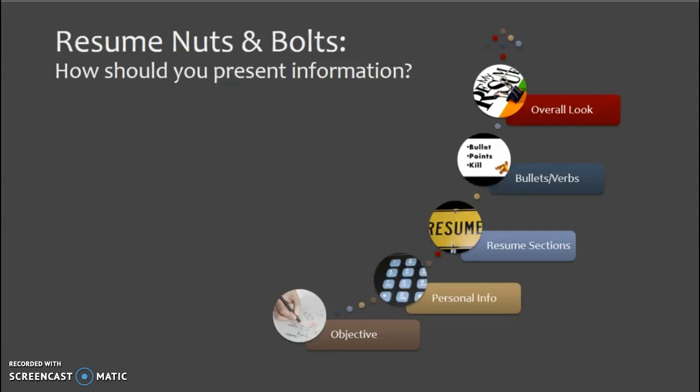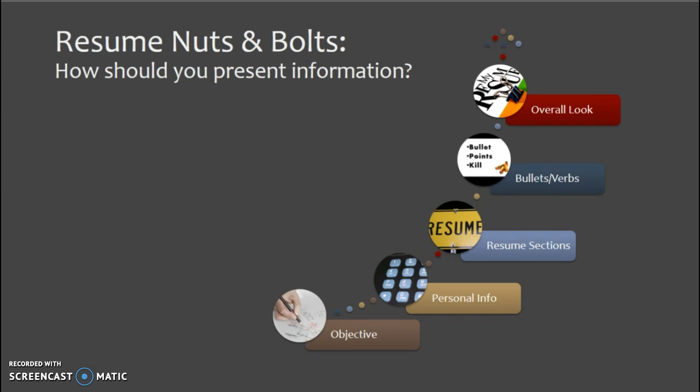Okay, so here is the lecture that I was going to give today in class. We were going to be talking about resumes and things like that, nuts and bolts. So here's a general outline of what we're going to be talking about, objective all the way up to the overall outlook. How you're presenting your information and ultimately presenting yourself.